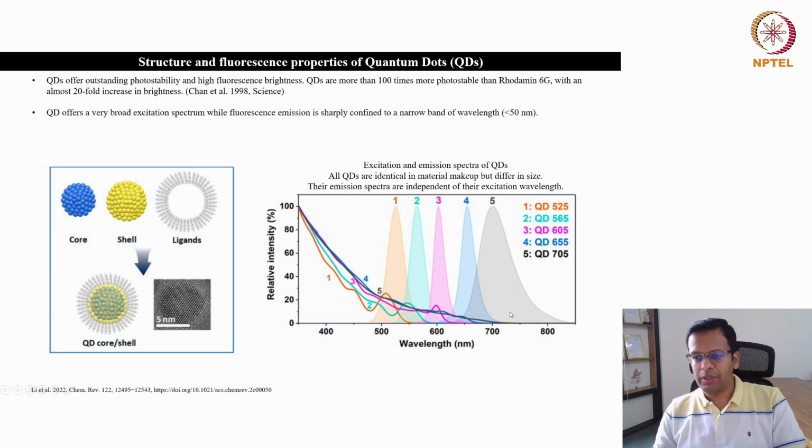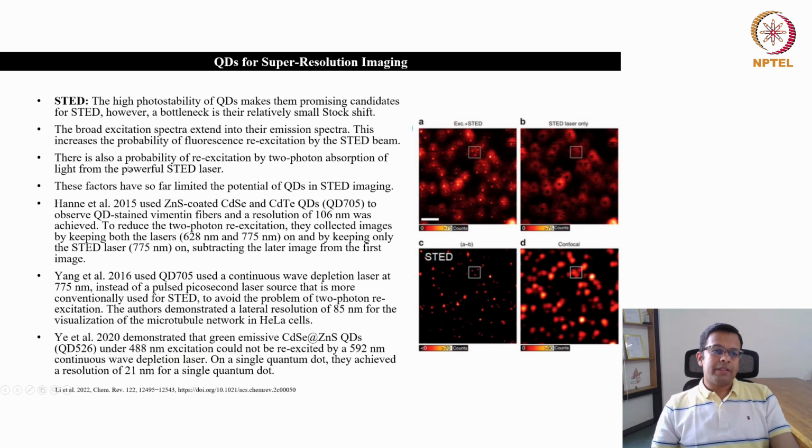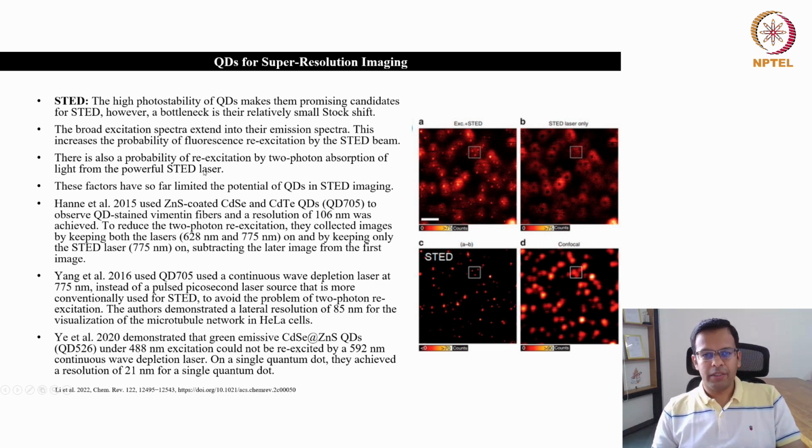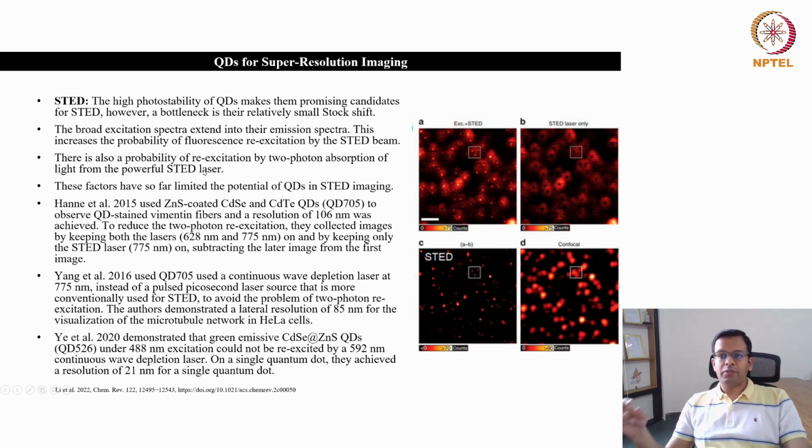Near IR range. The STED laser, which is known as the depletion laser, may sometimes also illuminate some of the quantum dots. Suppose you are using QD655, then the STED laser can illuminate this QD655, because it can also get excited at this wavelength. There is also a possibility of re-excitation by 2 photon absorption of light from the powerful STED laser. The depletion laser is very powerful.